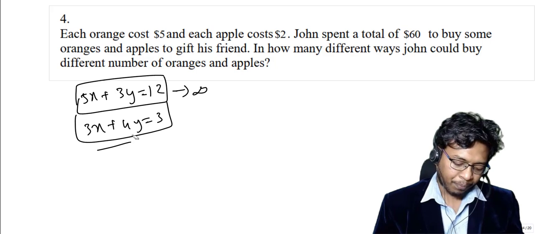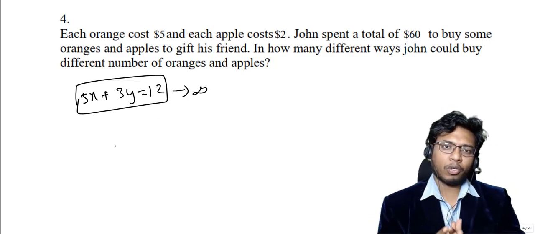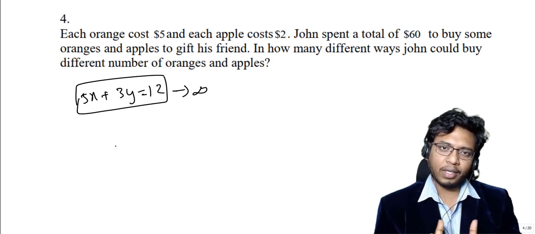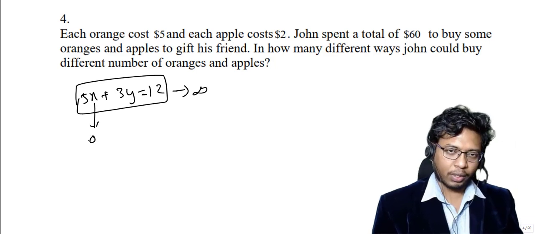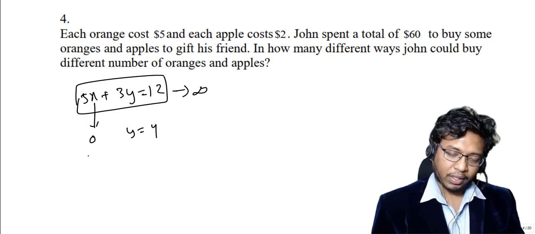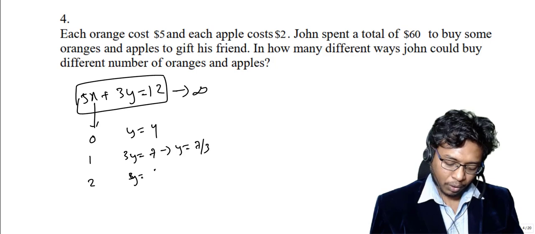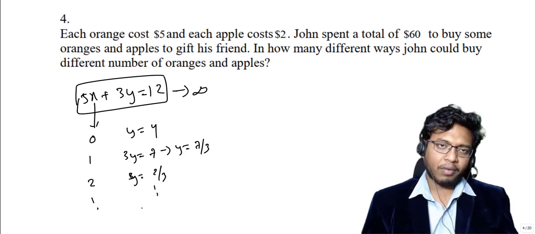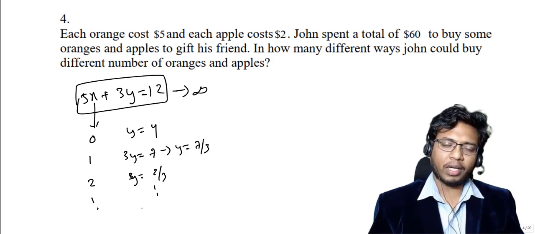But imagine you have only one equation. When you have one equation, you will get infinite number of solutions. How you will get it is, you can take any value of x. Suppose I take x is equal to 0, then your y will become 4. If I take x is equal to 1, 3y will become 7, so y will become 7 by 3. If x is equal to 2, y will become 2 by 3, and so on. With every value of x, you will get a value of y. So you will get infinite values. You can plug and play with any number, right?